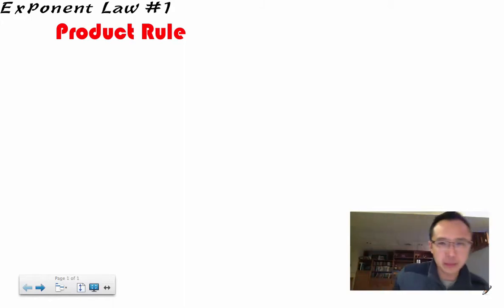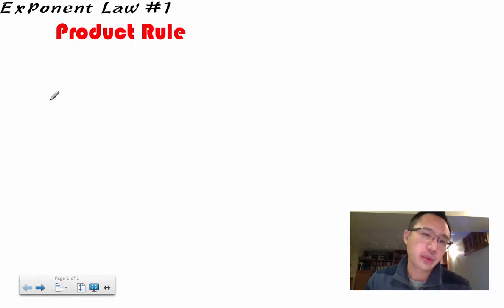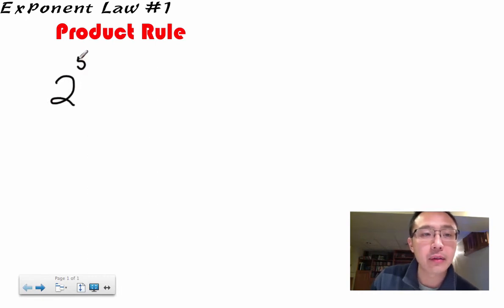Hey everybody, this is going to be about your exponent law number 1 and number 2. This is going to be about product rule and quotient rule. So what the product rule is really stating is that if you have, say, the base of 2 that has the power of 5 and it's multiplied to the base of 2 to the power of 3. Let's see what that is.